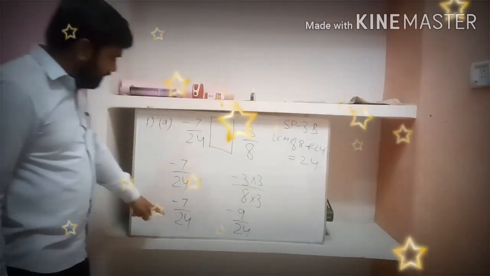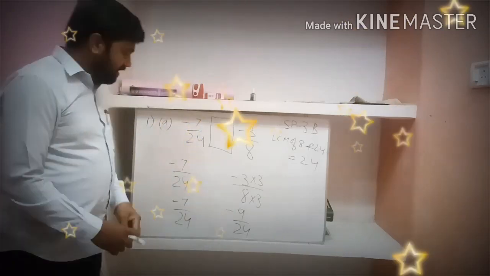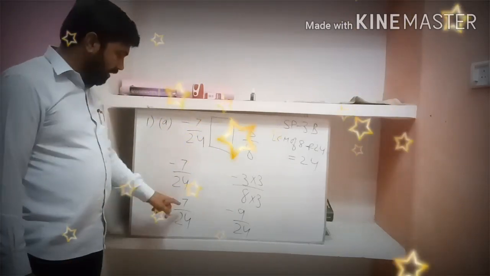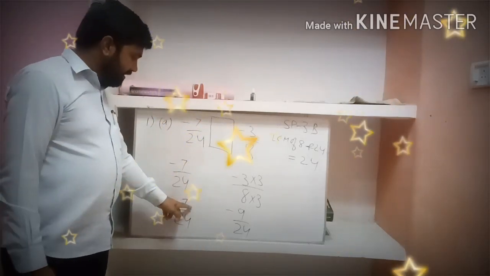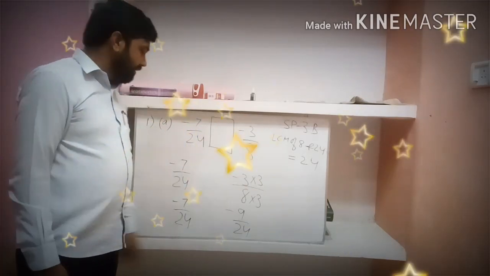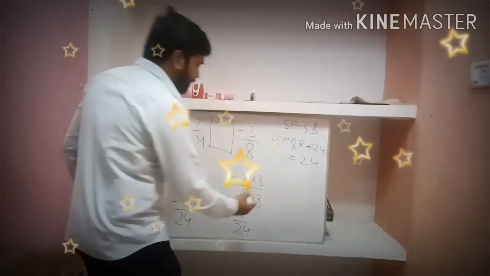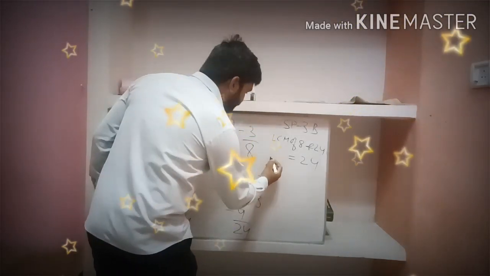Now if the denominators of two fractions are the same, the fractions are called like fractions. Now the denominators are same, now we can do the comparison. So compare the numerators, minus 7 and minus 9. Is minus 7 less than or greater than? Minus 7 is greater than minus 9. In negative numbers, the bigger the number, the smaller it is.